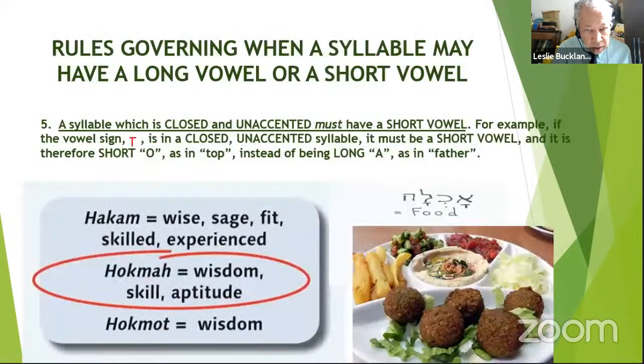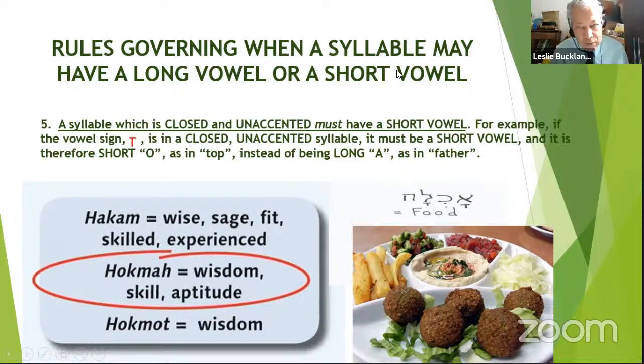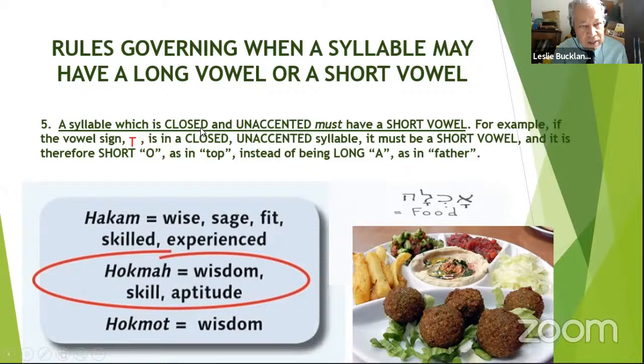Understand, sir. Now here's the final rule governing when a syllable may have a long vowel or a short vowel. I'm going to reposition the videos so that you can see. All right. So, rule number 5 is this. A syllable which is closed and unaccented must have a short vowel.